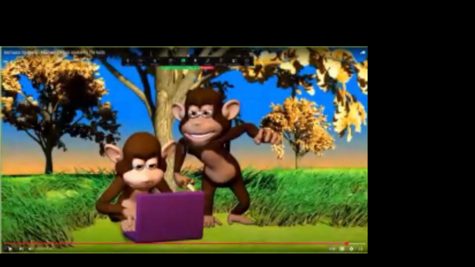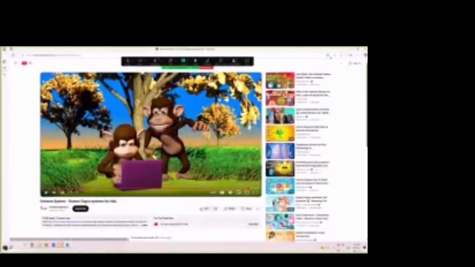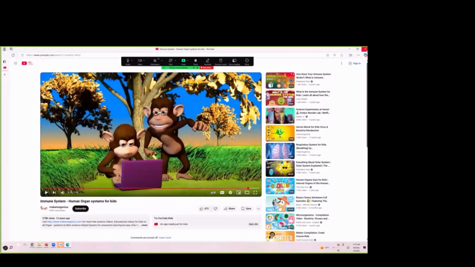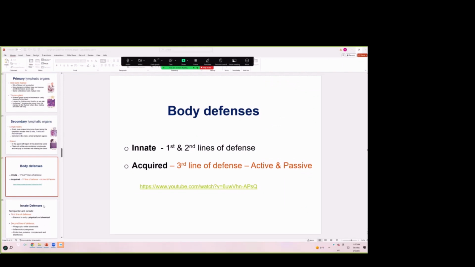So this is a very basic intro that you could do for fifth graders to talk about the immune system in a very simple overview. So we're going to look at the first and the second lines of defense, which are usually innate. We are born with them. And then we'll look again at the third line of defense, which would be active and passive immunity.